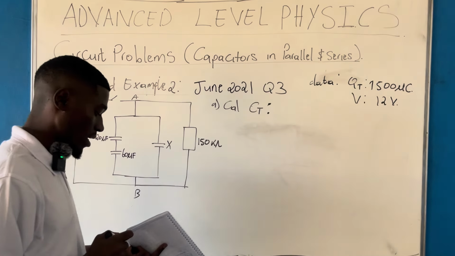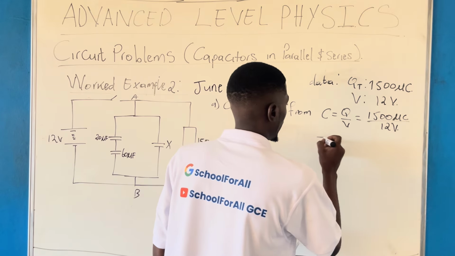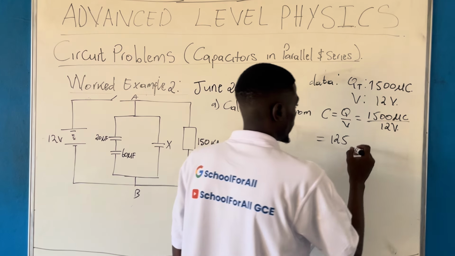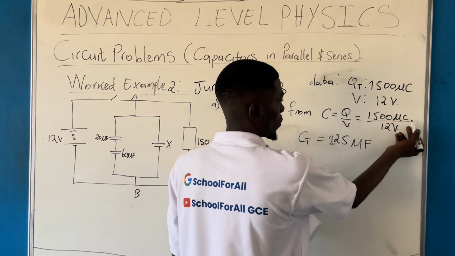So to calculate C total here, no need to do series and parallel connection. You can calculate it directly from the formula C equals Q over V. So we have 1500 microcoulombs divided by 12 volts. By applying the numerical application, 1500 divided by 12 will give us 125 microfarad. Remember, microfarad due to microcoulombs. So that's it.